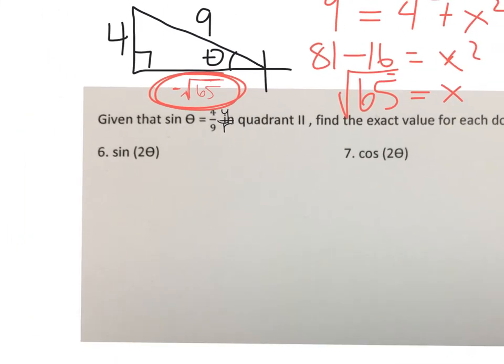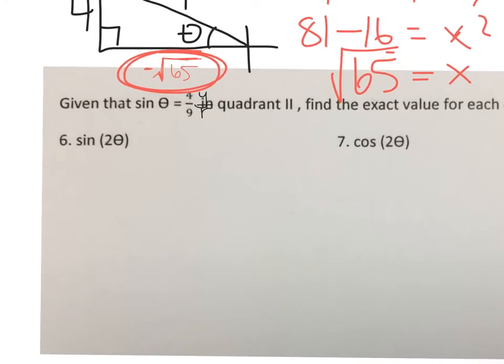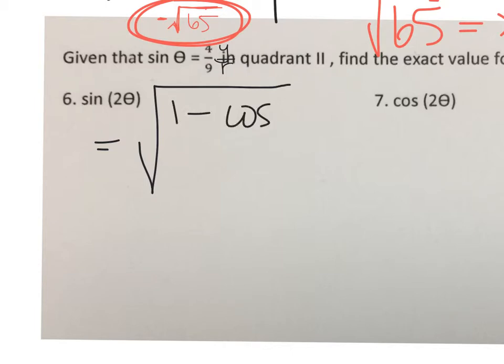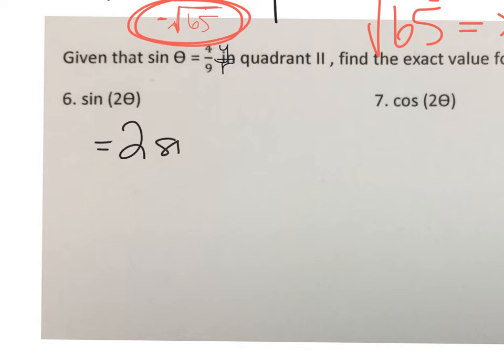So we have an x value of negative root 65, and now we're able to use these formulas for sine of 2 theta. So the sine of 2 theta has the formula square root. Since sine is positive in the second quadrant, we'll leave it like that. 1 minus the cosine. Nope, that's the half angle formula. Never mind. I know I was confusing y'all. Sorry. The double angle formula says 2 sines times the cosine.